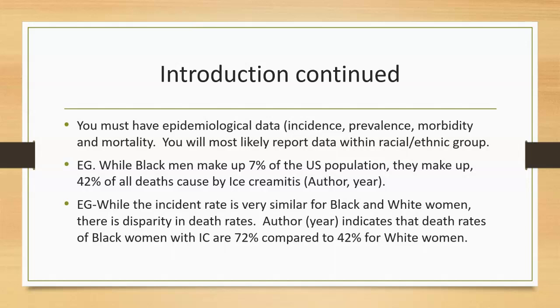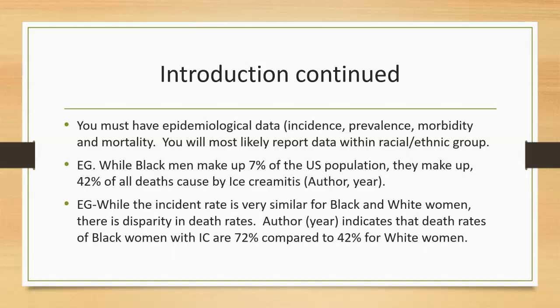The reason that shows that there is a problem is if black men make up only 7% of the population, you would expect, logically, that they'd make up 7% of all the deaths in this disease. But if they don't, they make up a huge proportion. So that shows there is an issue for this population in ice creamitis.